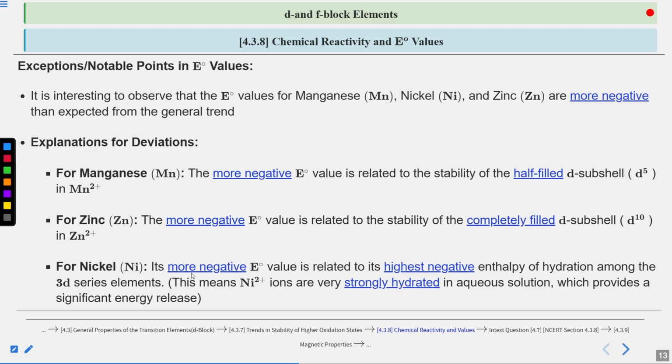So if you observe manganese, zinc, and nickel, they have a tendency to become M2+, like Mn2+, Zn2+, and Ni2+, for some reason. And that is why they show the more negative values of the standard electrode potentials across the 3D series.